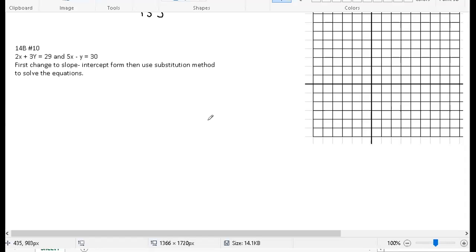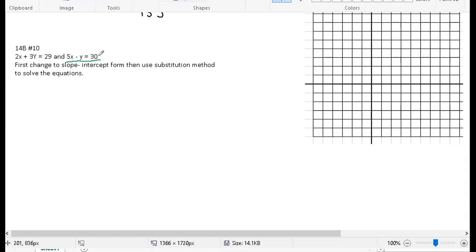Okay, on 14b, number 10, we are given two equations, 2x plus 3y equals 29, and 5x minus y equals 30. The directions say use the substitution method to solve the equations. First, change the second equation to the slope-intercept form. Okay, so this one we're going to change to slope-intercept form.